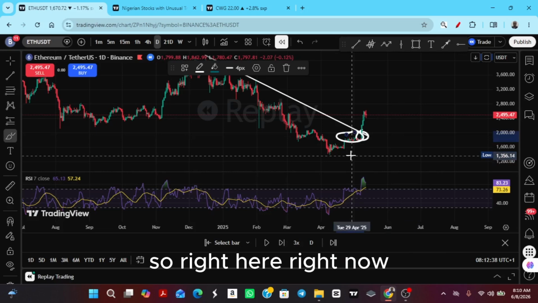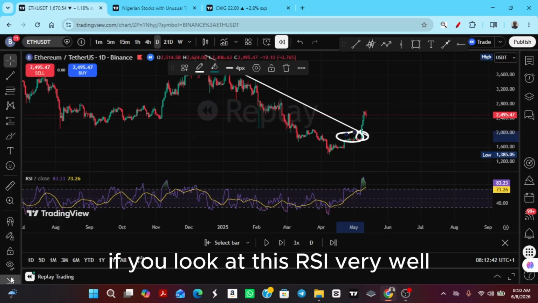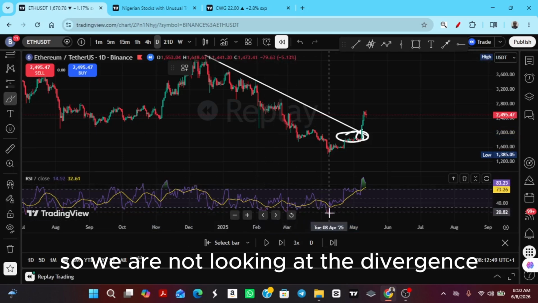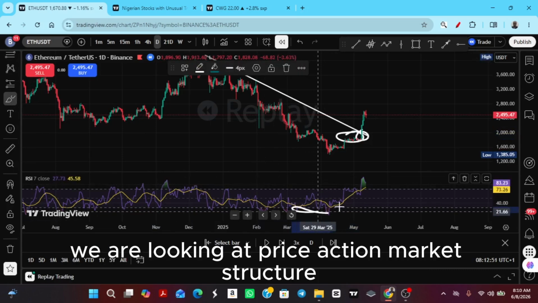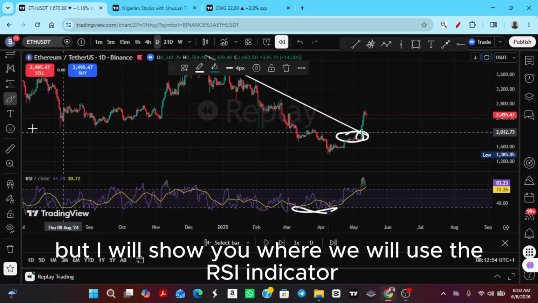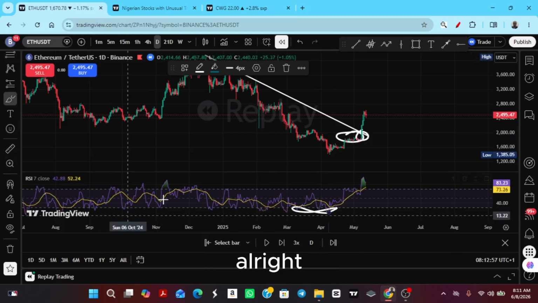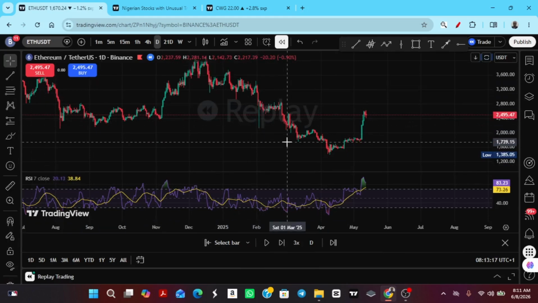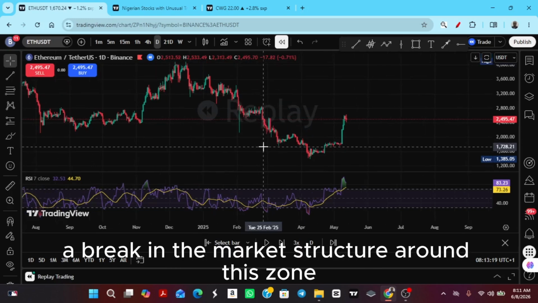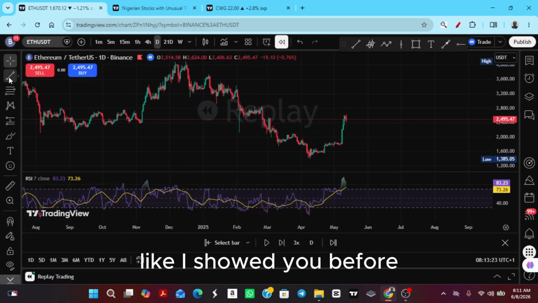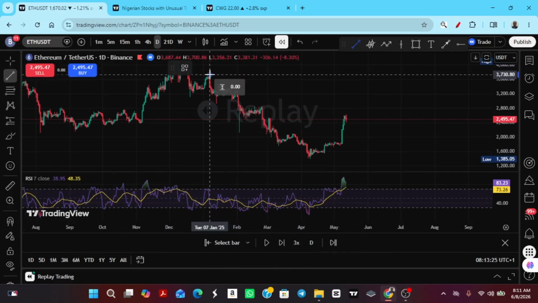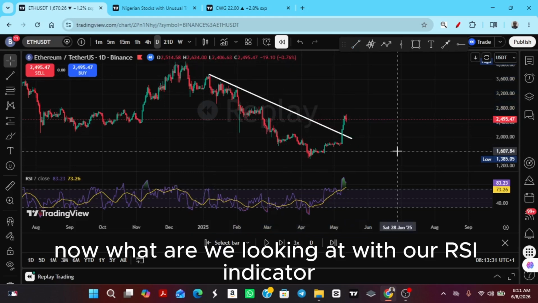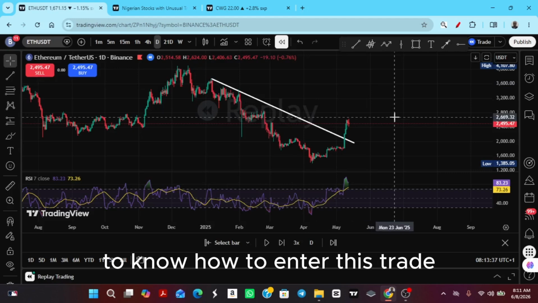So right here, if we look at this RSI very well, we'll find out that we didn't get any divergence. So we are not looking at divergence, we are looking at price action and market structure, but I will show you where we will use the RSI indicator. Let me delete all this drawing from this video. So now that we have a break in the market structure around the zone, like I showed you before, what are we looking at with our RSI indicator to know how to enter this trade?